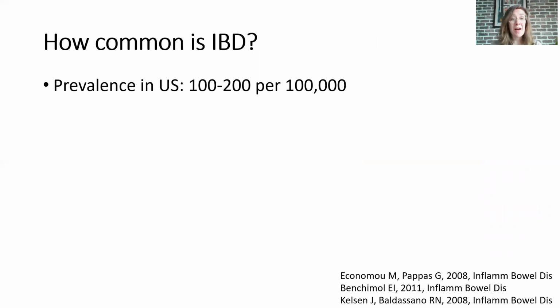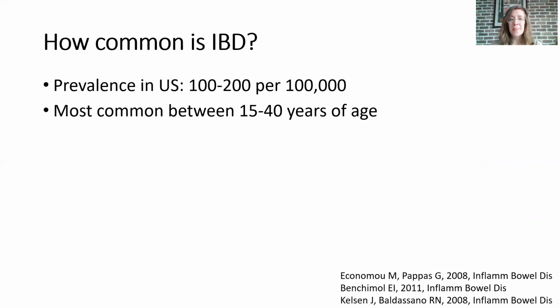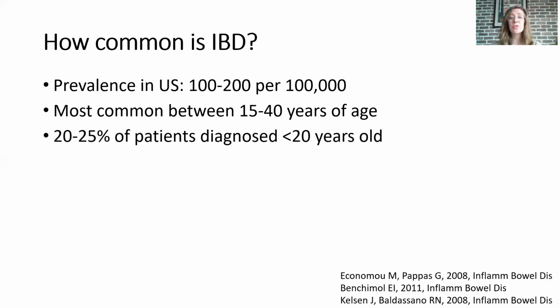IBD is pretty common in the United States, anywhere from 100 to 200 per 100,000 is the prevalence. And important to know that it's most commonly diagnosed between 15 and 40 years of age, and up to a quarter of patients are diagnosed in their pediatric or adolescent years.